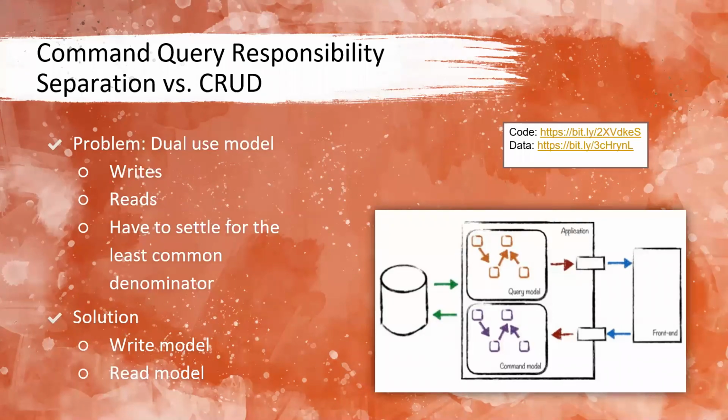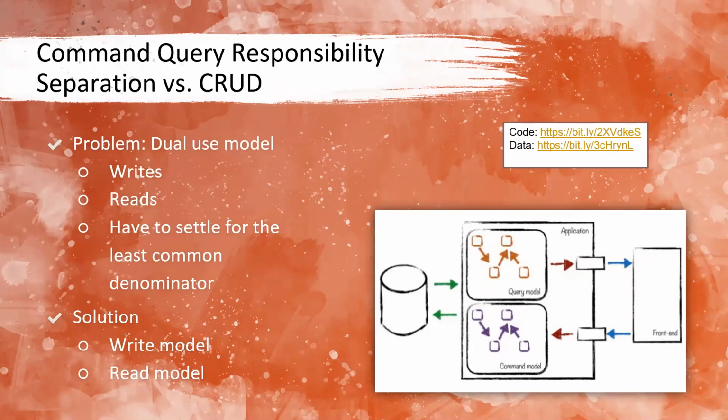The problem is that if we have to settle for a model that is useful for both reads and writes, then we have to make compromises. The solution is to have a write model and a read model, and now everyone wins. Except that there is one tiny thing that we ignore: how do we convert from the write model to the read model? Now, I'm making some assumptions about your prior knowledge of CQRS.